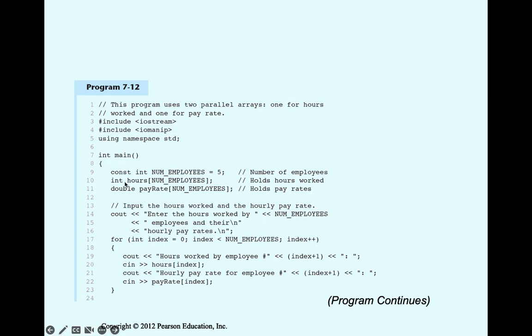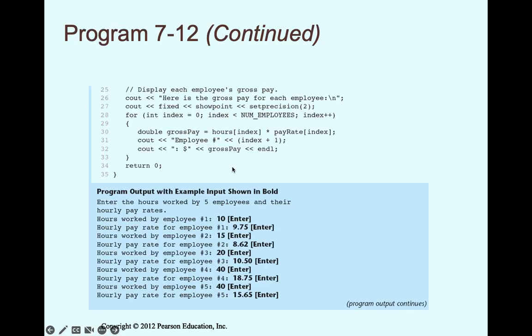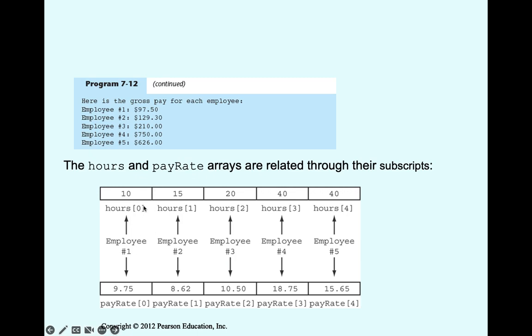So this is an example of how we can use parallel arrays. We created here two arrays, we used cin for them, and then we printed the arrays for the employees. So this is the idea of using parallel arrays.